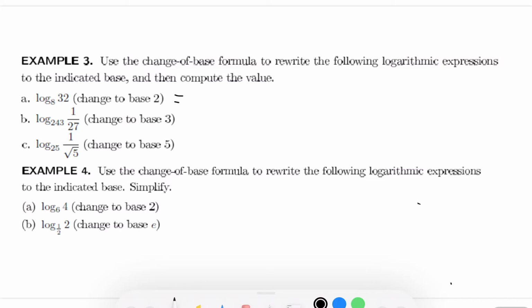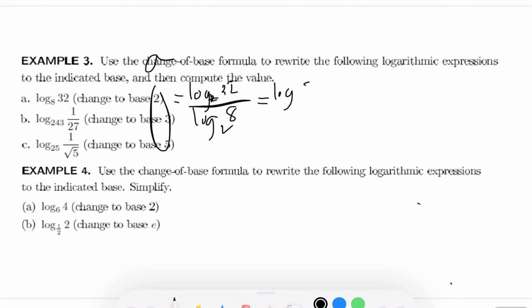So base 2, so this is our a. So we will have log of 32, right, base 2 over log of 8 base 2. Okay, so what is next? Compute. We can write 32 as 2 raised to 5. The other one is 2 cubed, right? Then by this property again, this is now 5 over 3.